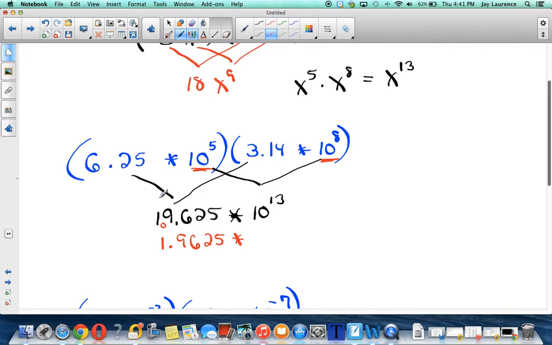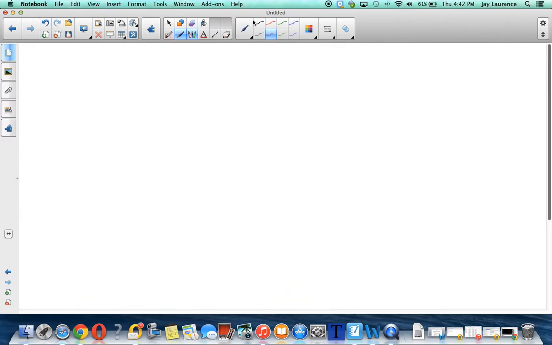Now, I divided this 19.625 by 10, right? To make sure this number stays the same, I'm going to multiply by 10 to the first, right? Right here, didn't I divide by 10? So I have to multiply by 10. Well, 10 to the 13th times 10 to the first is 10 to the 14th. Now, I might have just lost some of you right there, so let me go over that again.